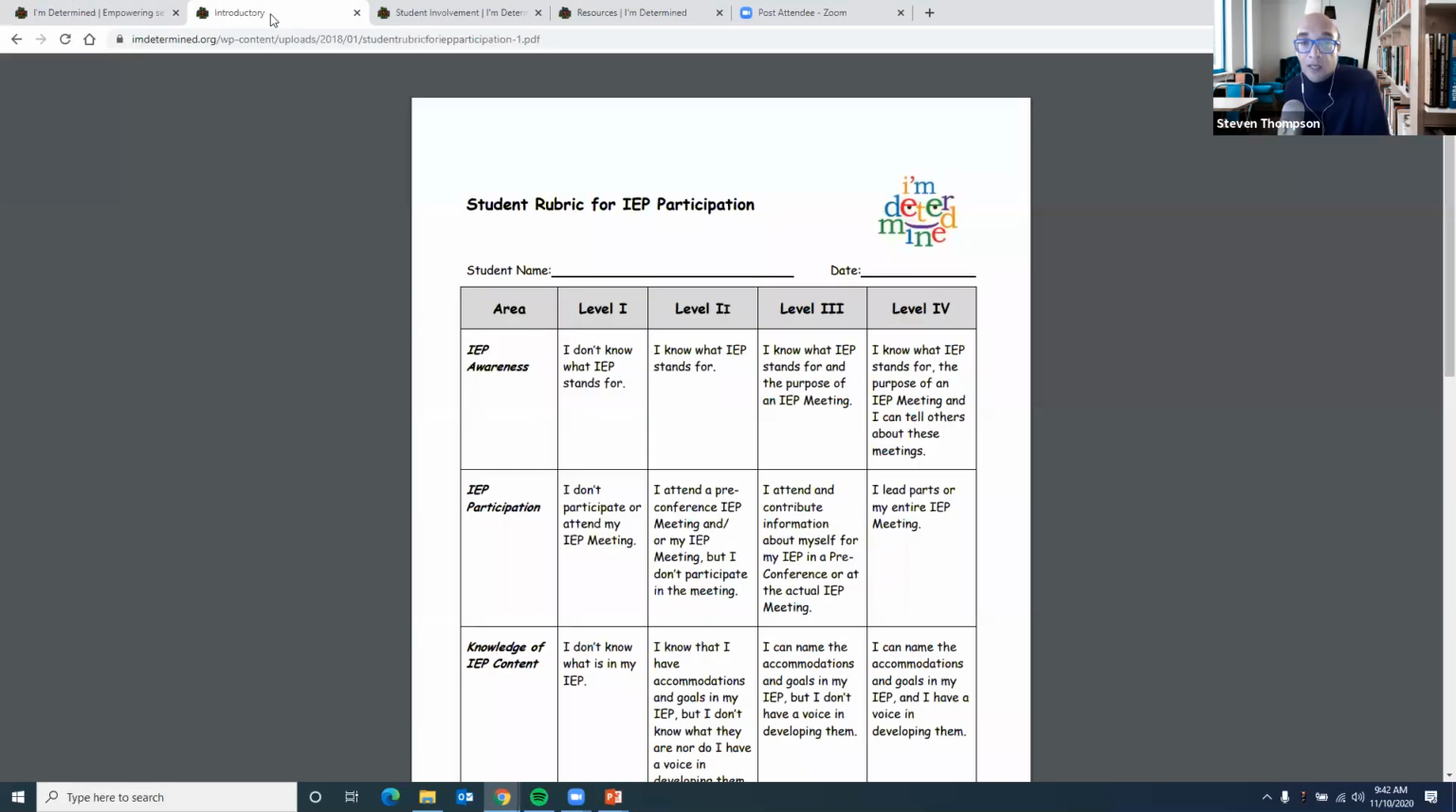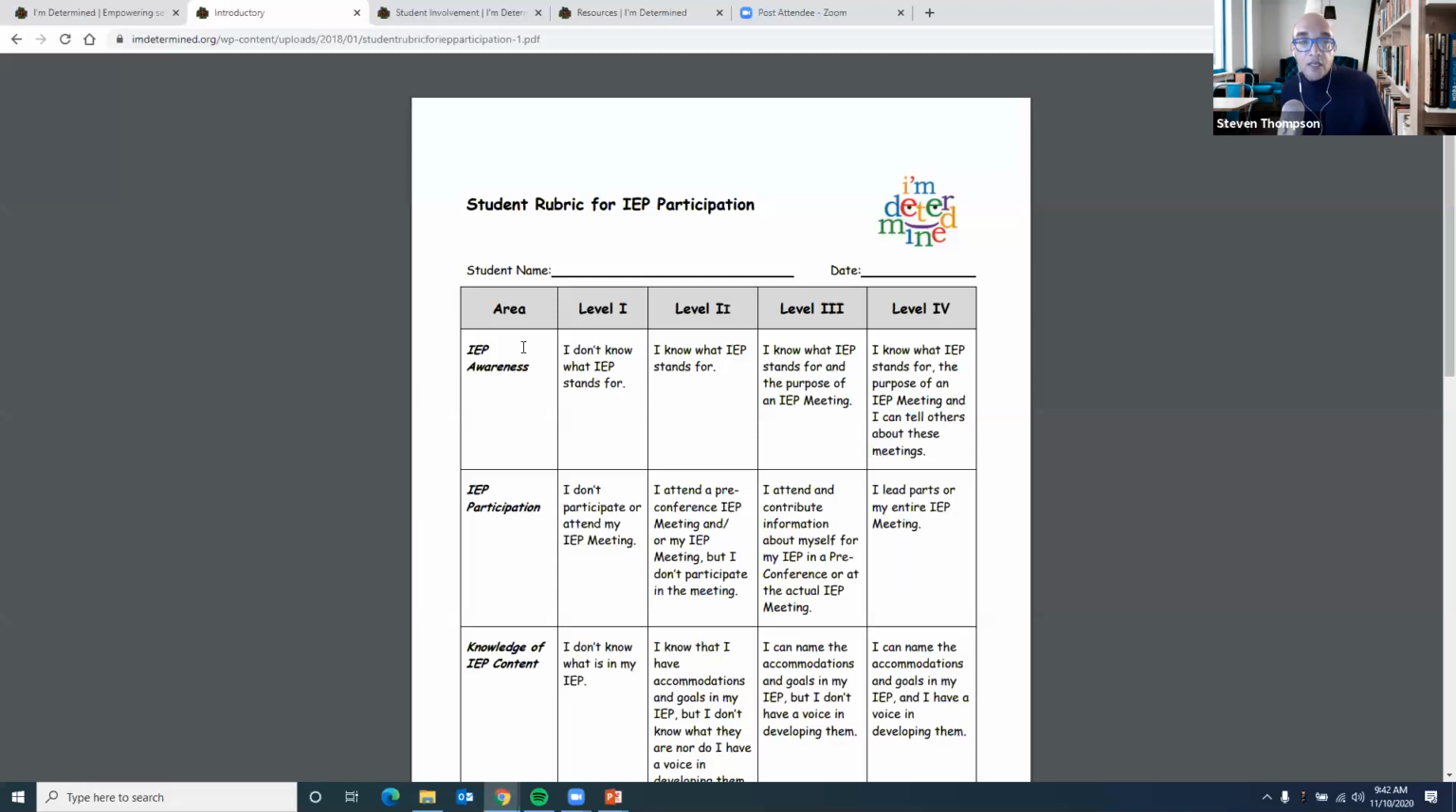But what we have here is a rubric that you can use with all of your students. And this rubric works like this. This is how you determine what level your student is ready to participate at an IEP. So simply take this with a student. You've got their name, you've got their dates.